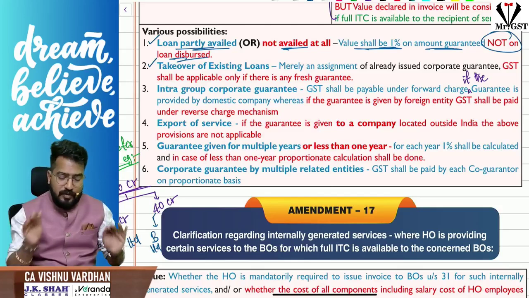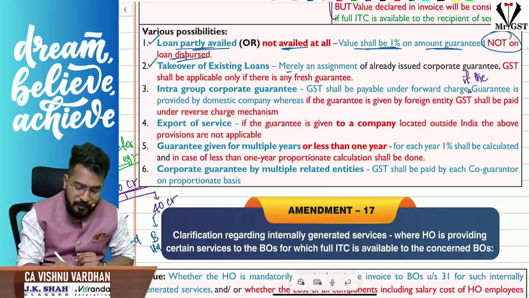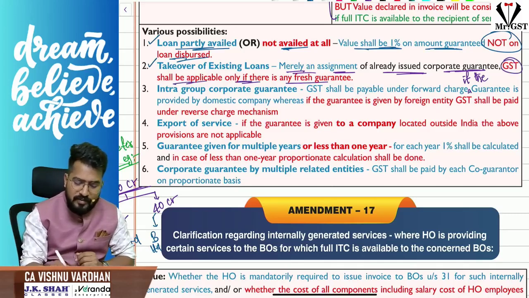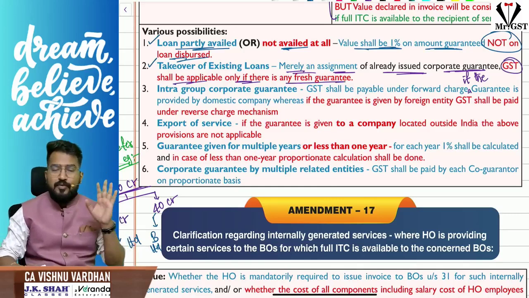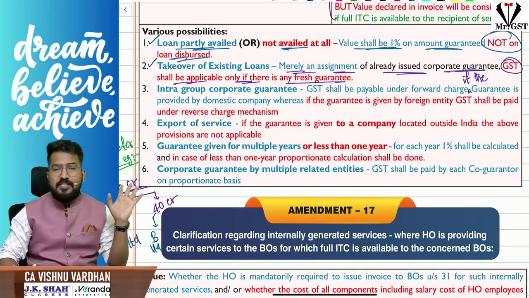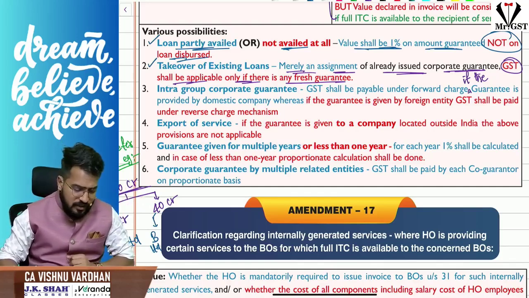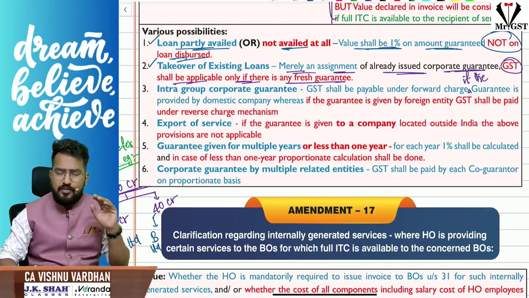So not required. Please understand, merely an assignment of an already issued corporate guarantee, the GST shall be applicable only if there is any fresh guarantee. Only if there is any fresh guarantee, otherwise GST will not be applicable. Am I clear? So that is the concept. Next, so simple, takeover of existing loans, no GST again.